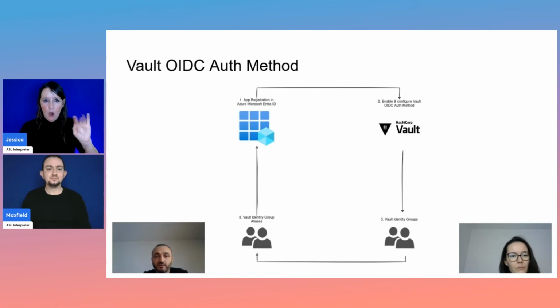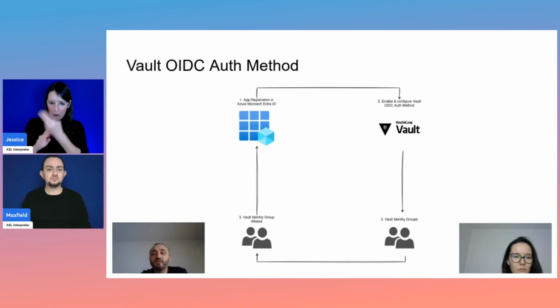The OIDC authentication method is a feature that allows Vault to authenticate users based on their identity as verified by an OIDC provider. So OIDC is an authentication layer built on top of the OAuth 2.0 method, which allows clients to verify the identity of an end user and to obtain basic profile information about that particular end user.